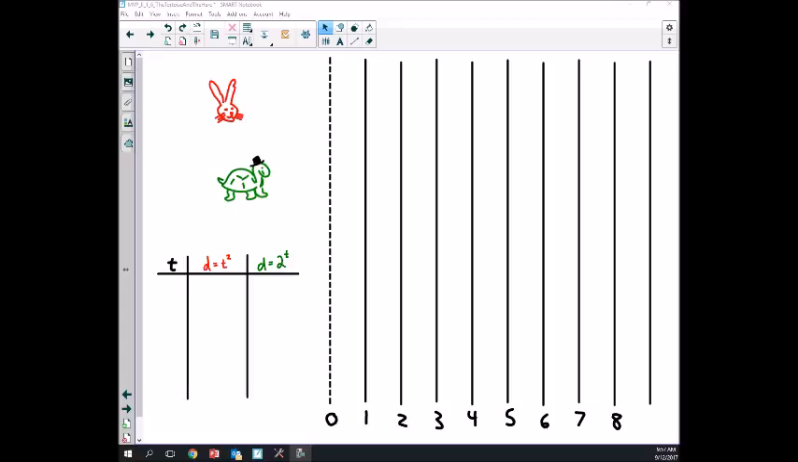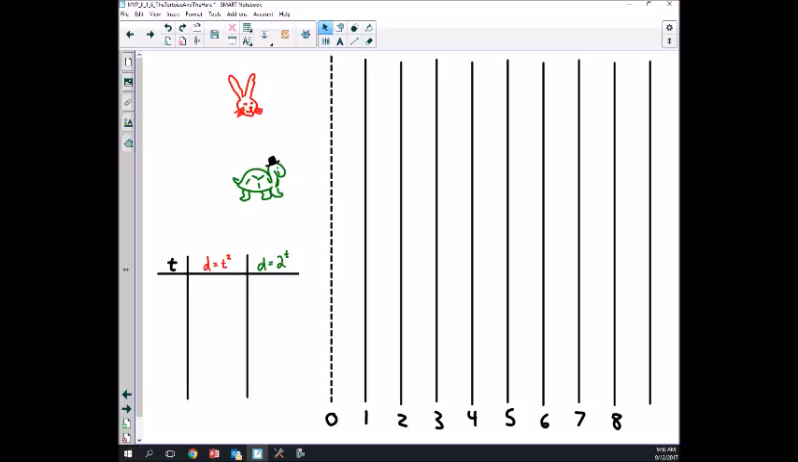So to help us with this problem, we're going to look at this little visual aid here. So we have the hare and the tortoise. Here's the race course. The starting line is right here. And we have our meter marks. And then over here, we have a table that is going to help us calculate how far each person has gone after each second.